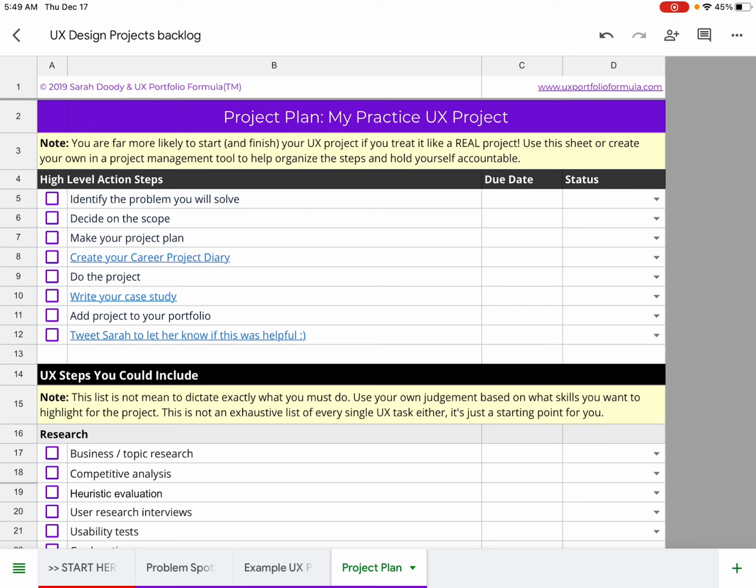Identify the problem you solve, which you will have done. Decide on the scope. At the bottom of this, there is a checklist to help you decide on the scope. Make your project plan, basically put dates and schedule when you're going to get things done. Create your career project diary. So this means you're going to add this particular product into your project diary, and there's a link to how that works. Then you start to do the project, and once you complete the project, you complete all the tasks that you've put in your project plan.